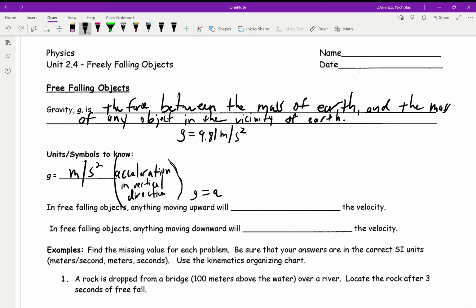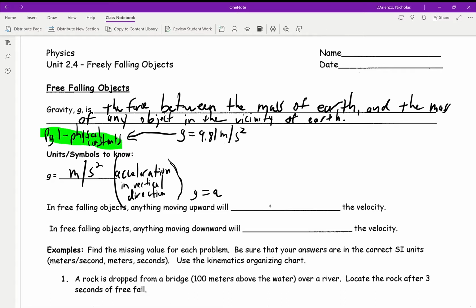This is on page 1, which lists our physical constants. If you're looking for that, that's where we can find that. Page 1 of the reference table, under the physical constants section. So we can find that there.